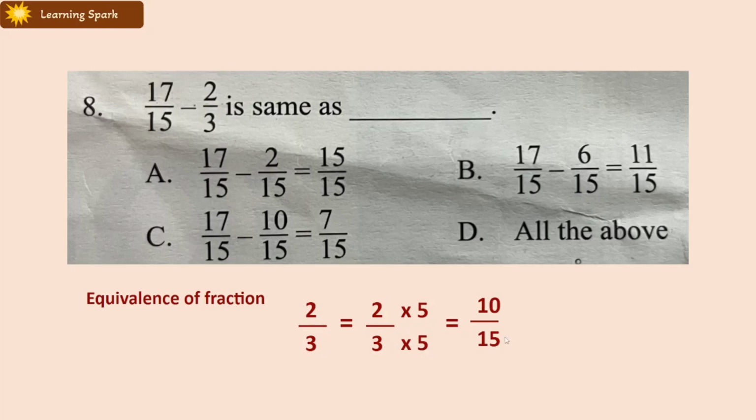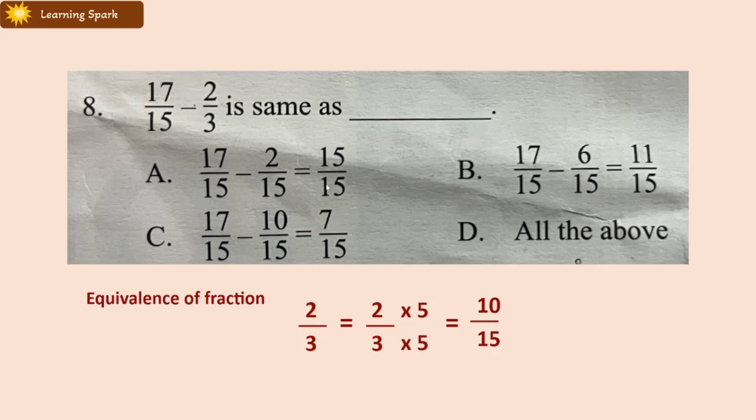Because 3 5s are 15. And similarly, you have to multiply the numerator also by 5. So it will become 10. 2 5s are 10. So 10 by 15, right? So it will be 17 by 15 minus 10 by 15.